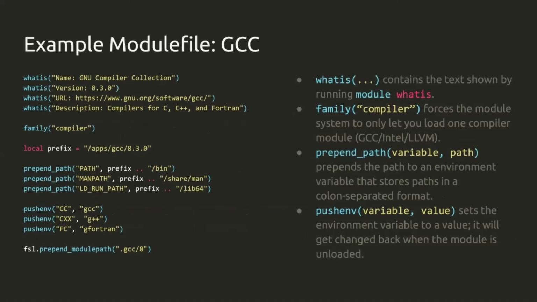So you can see that there's those what is lines at the top of the module file. Those what is lines are going to get printed out to the user when they run module what is. The family line is really interesting.